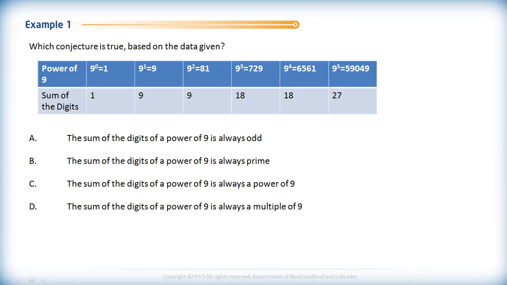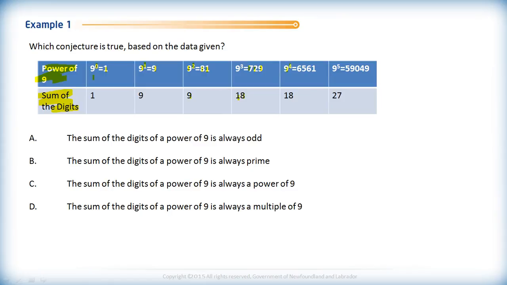Which conjecture is true based on the data given? The first row says powers of 9, and then the sum of the digits. 9 to the power of 0 is equal to 1, so the sum of the digits is just 1. 9 to the power of 1 equals 9, so it's just a 9. 9 squared is 81, so we get 9 because we add the 8 and the 1 together. 9 cubed turns out to be 729, and when we add the digits together, we get 18.